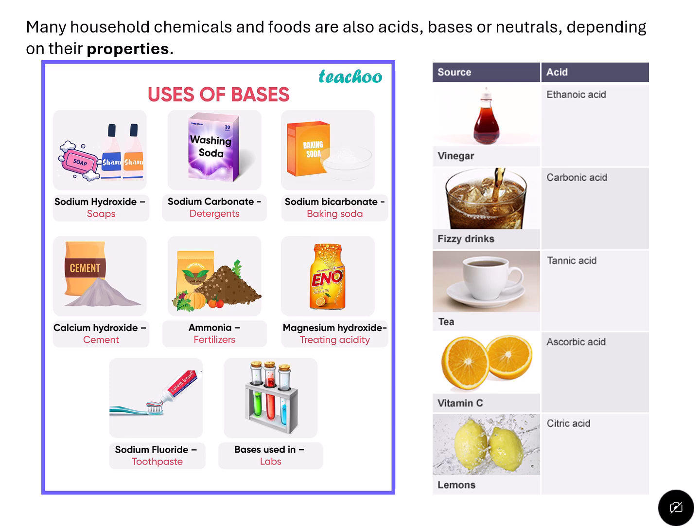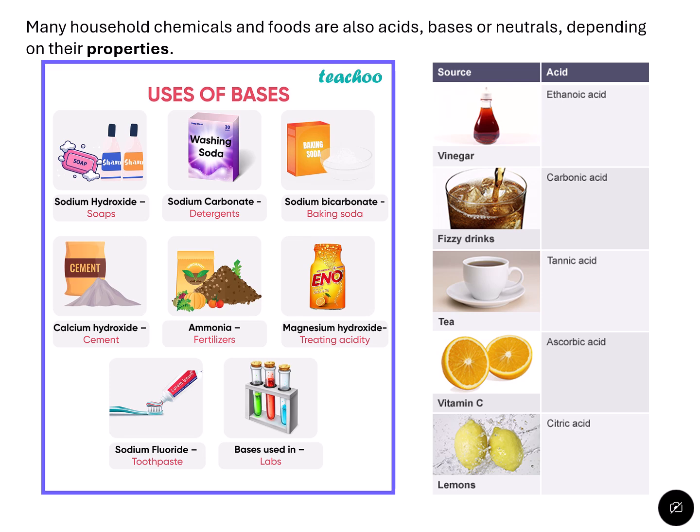But so here we have the uses of bases. You can see there's hydroxide, that's in soap. Detergents, sodium bicarbonate, so baking soda, is sodium bicarbonate. Magnesium hydroxide is used for treating acidity. That means if you have too much acid in your stomach, you can take some Eno. Then we have ammonia, which is found in fertilizers. Calcium hydroxide is found in cement. We have sodium fluoride in toothpaste, and in labs, there's different types of bases that are used.